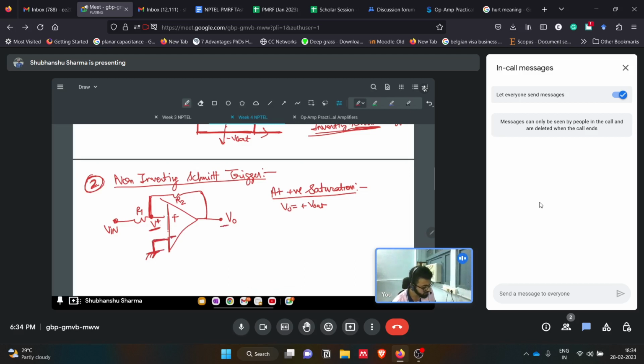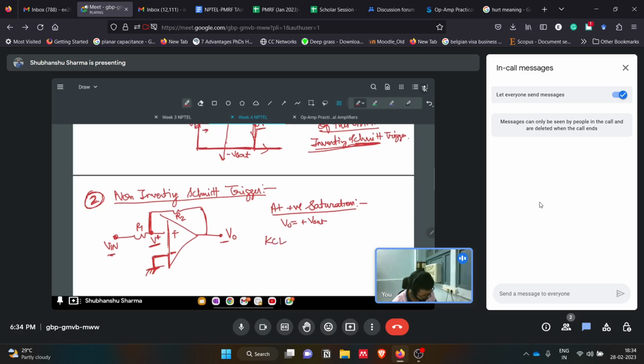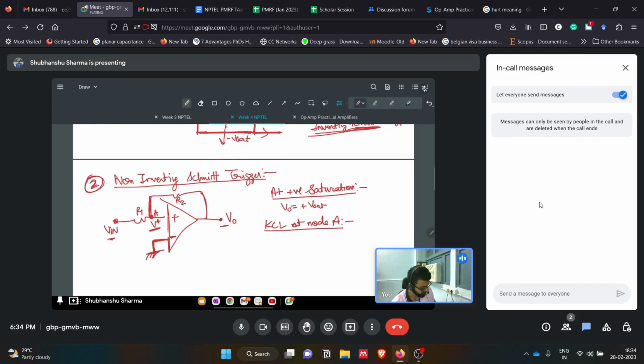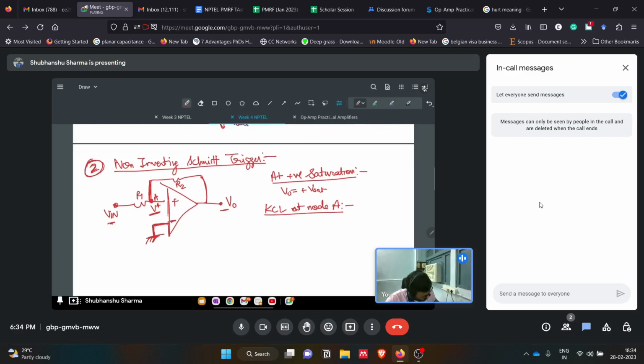Now we'll see what is the equation of V plus in terms of V in. We use KCL at node A. KCL at node A, and we'll see what will happen. So V plus equals, we have this V sat, we'll get this equation: minus V sat minus V in, divided by R1 plus R2, into R1 plus V in.